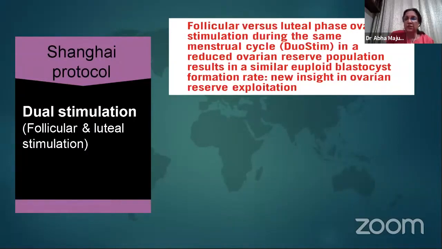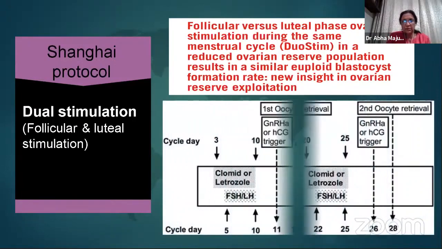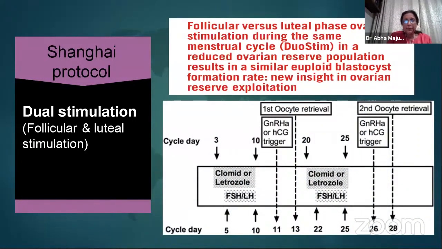So this was the new insight into ovarian reserve exploitation, which was published in 2017, the Shanghai Protocol. And this might look a little confusing to you, because here they've used clomid or letrozole in conjunction with gonadotropin in the first half of the cycle, collected all the oocytes, and then again used the same after the first half.